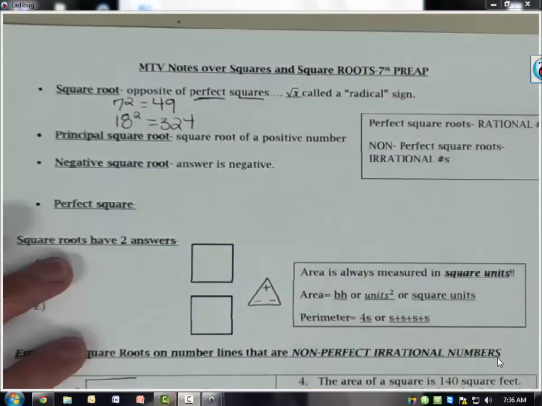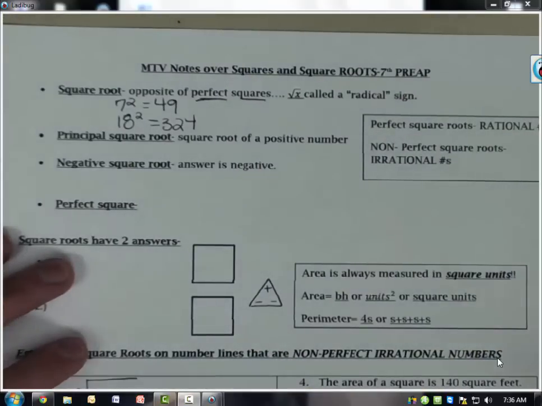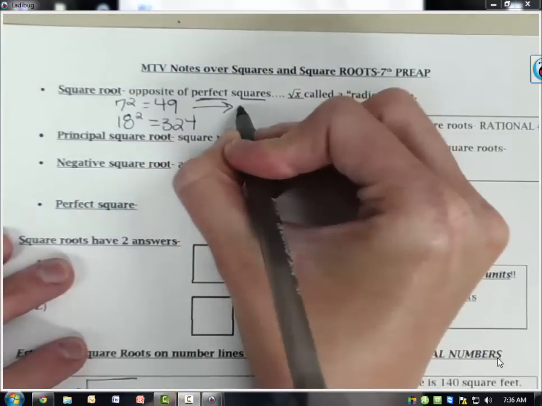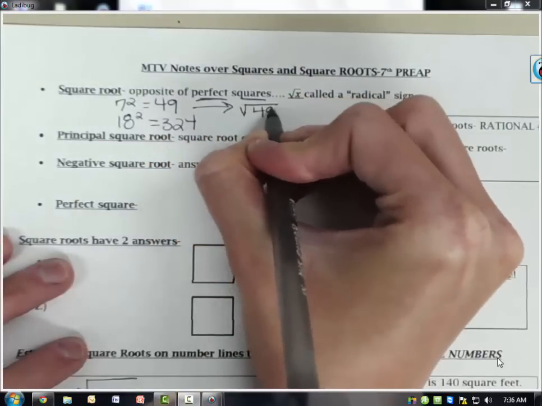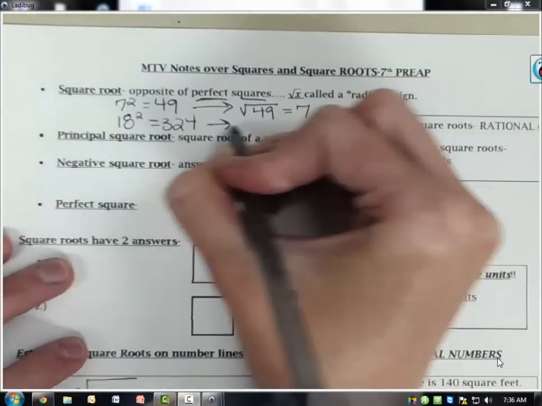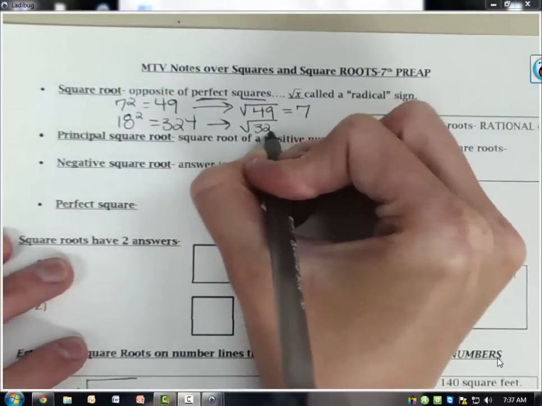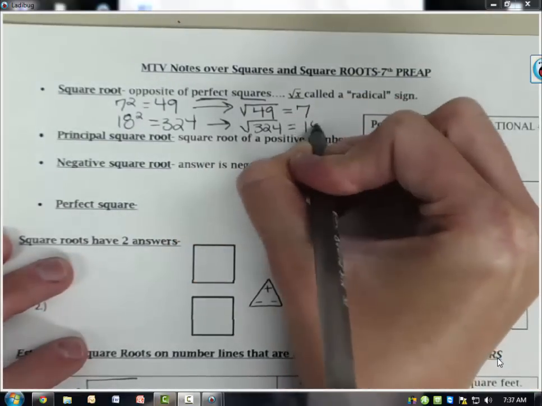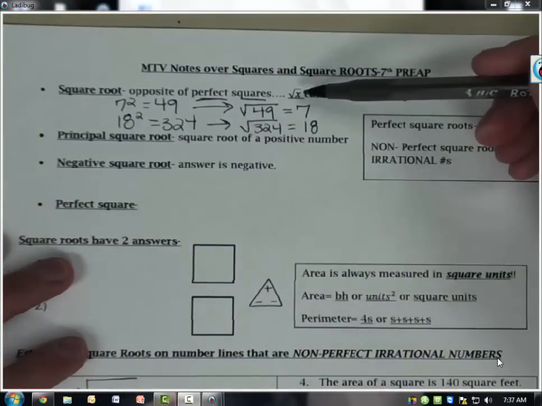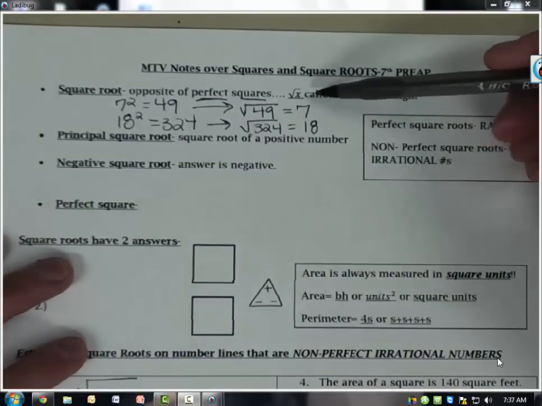Okay, so all square roots are is the root of the number. So taking the square root of 49 would equal a perfect 7. Taking the square root of 324 would equal a perfect 18. And this is a variable, so you can put any number in this, the square root of x, and it is called a radical sign.